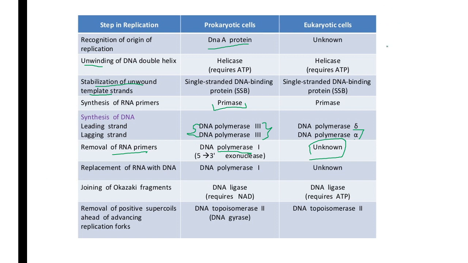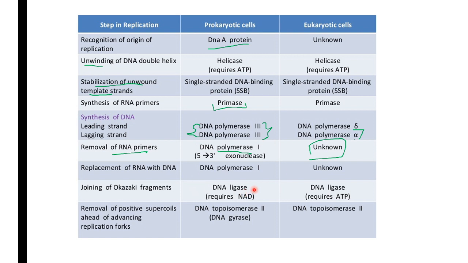So when we add RNA primers after the DNA replication, we have to remove the RNA primers and add nucleotides in that region. This is done with the help of DNA polymerase 1. And the next one is joining of Okazaki fragments. Okazaki fragments are short sequences in the lagging strand, and the joining of these fragments is done with the help of DNA ligase enzyme.